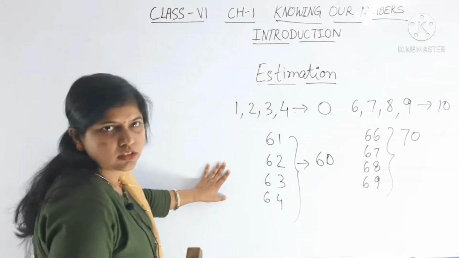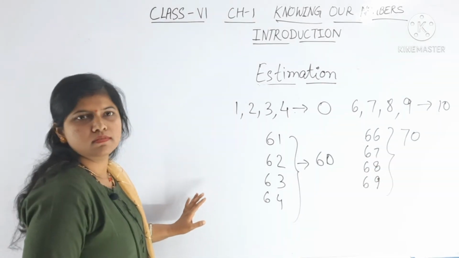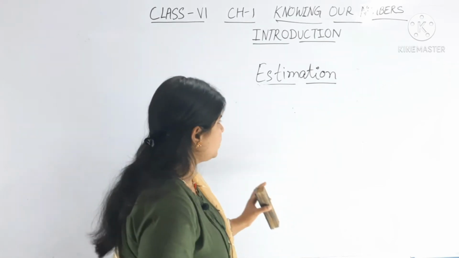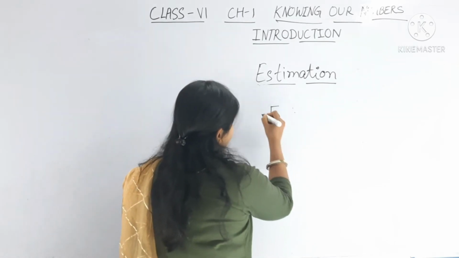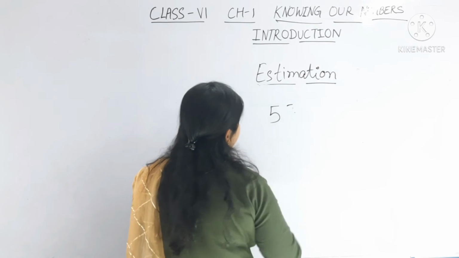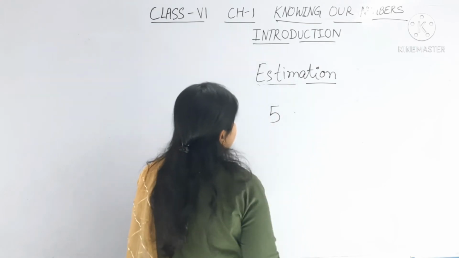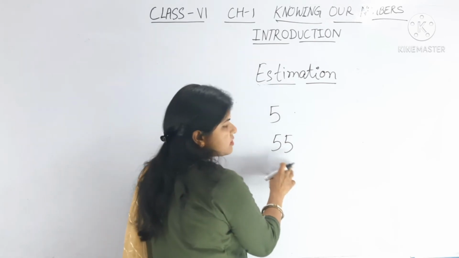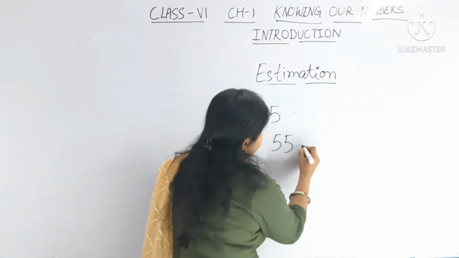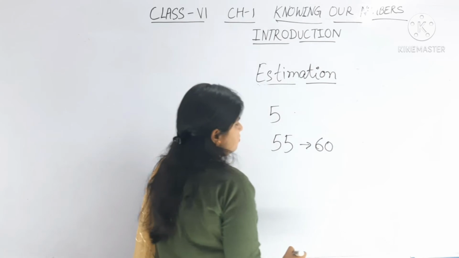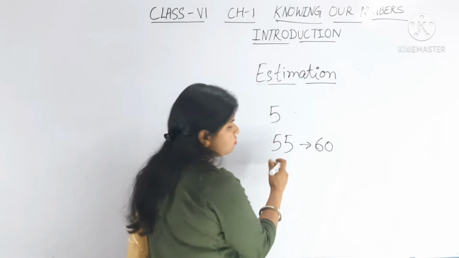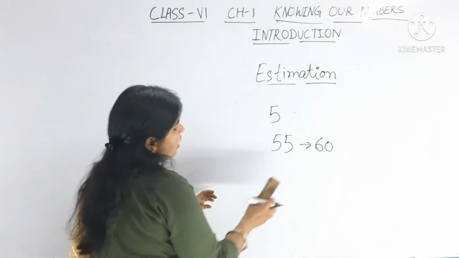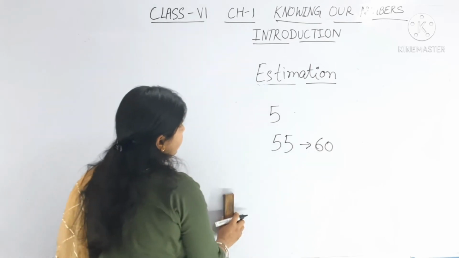You write like this. I have been left with one number, that is 5. If we have 55, we are left with 5. If we have 55, so 5 is nearer to the 10, so we can write this as 60. So it is changed to 1. You have to add one number like this.